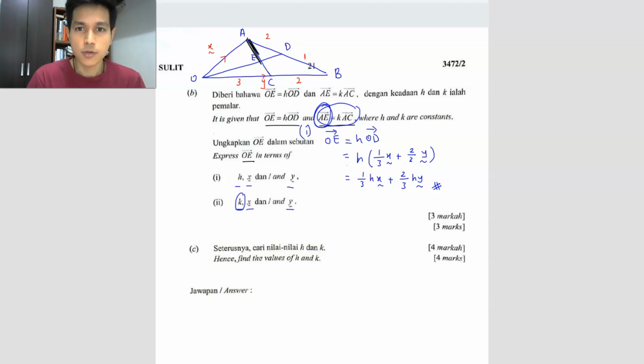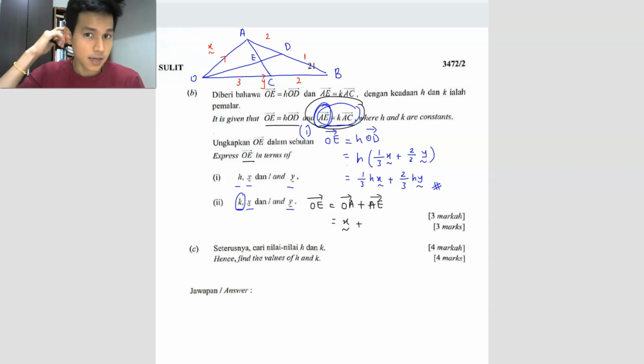Correct? So if you want to find OE, you need to go this way, then come down. So that you can find your OE. So that means your equation for this is OE. Okay, wait, let me change color. OE equals OA plus AE. So OA, you know the vector is x, AE is this one, so it's kAC.